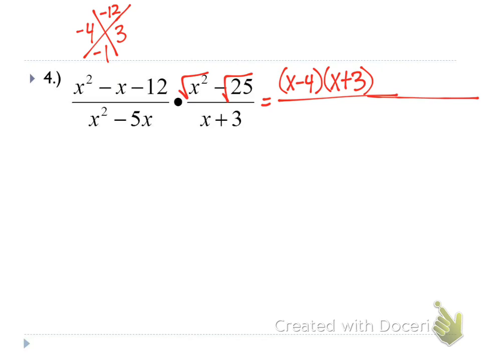So Jakeem, what does my other numerator factor into? We factor using square roots, we get x plus 5, x minus 5. Now our numerators are fully factored. We need to look at our denominators.